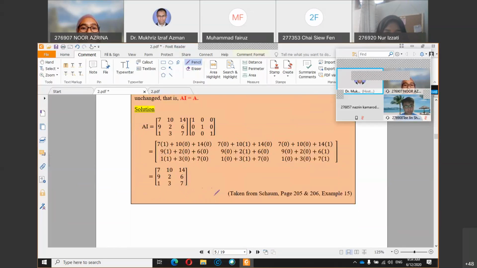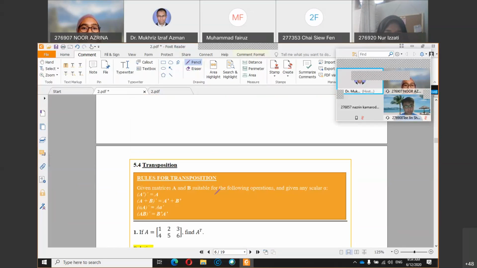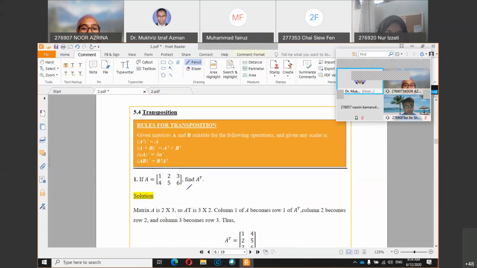But my main concern is on the transpose, because this is needed when you want to solve using the determinant, matrix penentu, to solve for the unknown, to find the value of a or x or y, or x, y or z, when you multiply the two matrices.